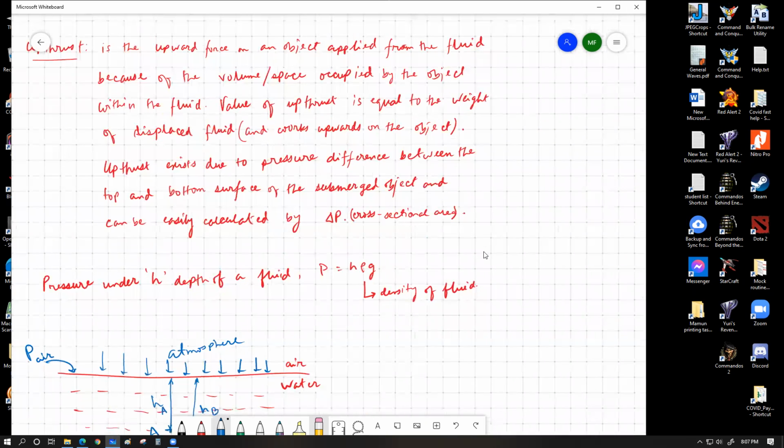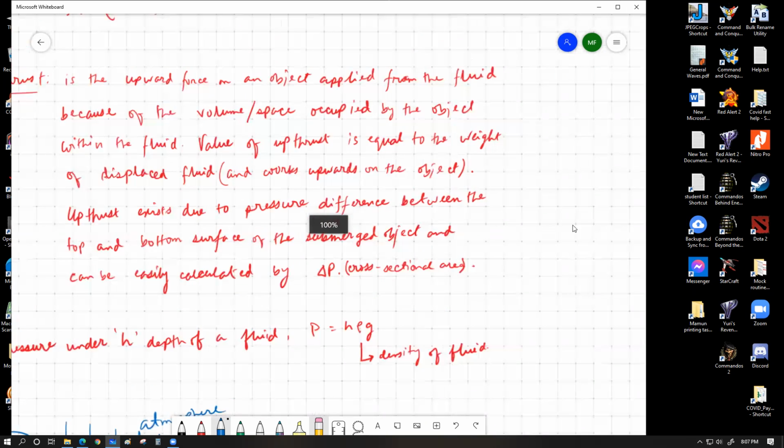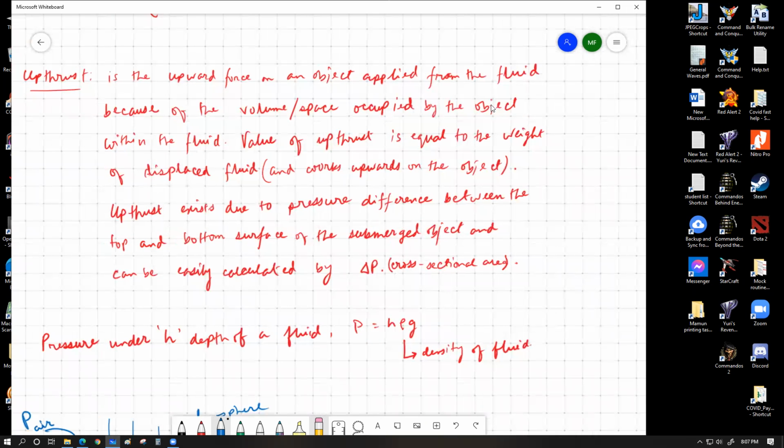So the way I define this, have a look over here. Upthrust is the upward force on an object applied from the fluid because of the volume or space occupied by the object within the fluid. This is one way to put it. The value of upthrust is equal to the weight of the displaced fluid and works upwards on the object.